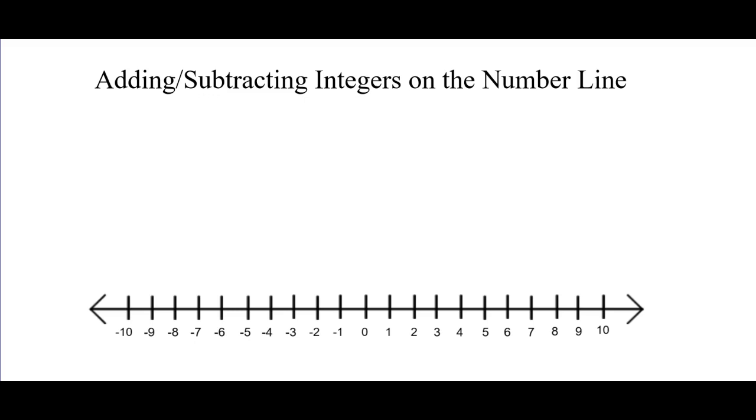So the first strategy we're going to look at here is adding and subtracting integers on the number line. And suppose we have these problems right here, these 4 problems, 3 plus 2.